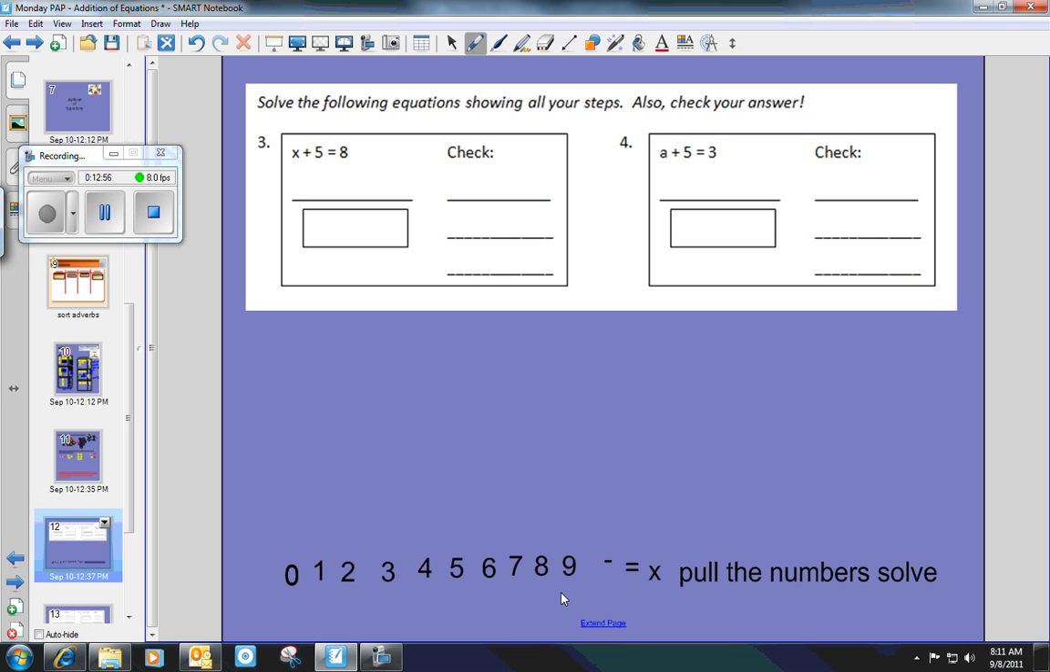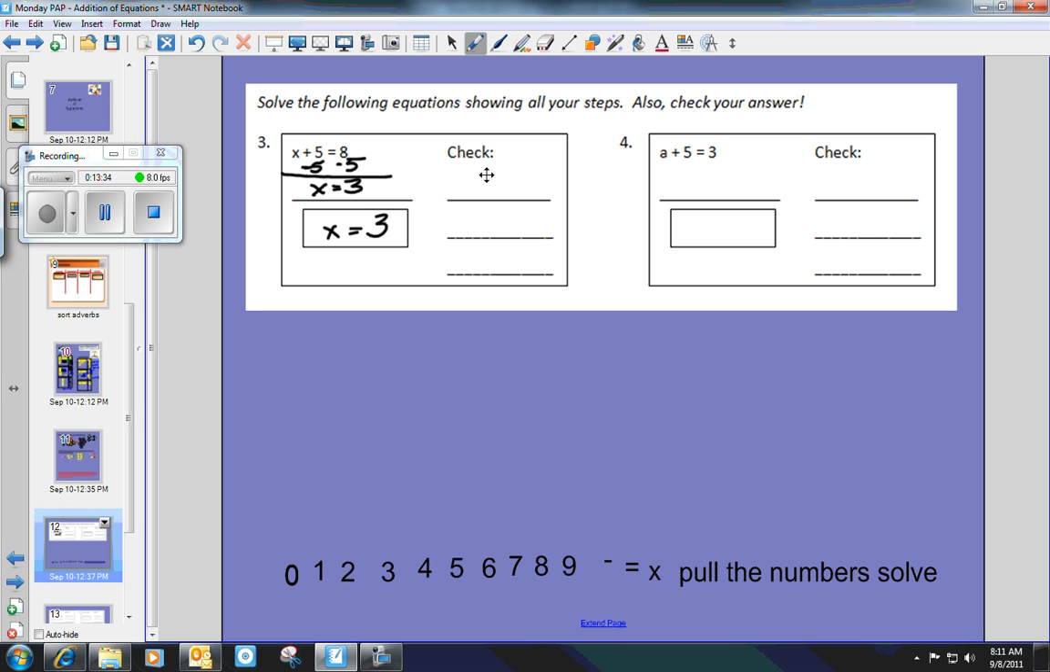Okay? So on number 3, what I want you to do is we need x to be by itself. We have to get rid of the addition of 5. So what I'm going to do is subtract 5 here and subtract 5 there. And I want you to show your work on this part. I want to see what you're adding and subtracting. Okay, that leaves me with x equals, and 8 minus 5 is 3. Okay, down here in this box, I'm going to write x equals 3 for my answer.